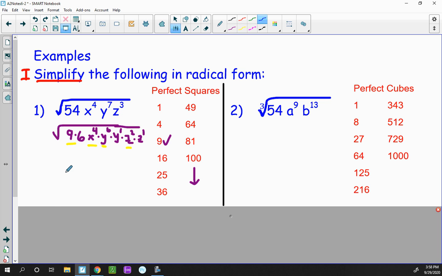And then you answer. The square root of 9 is 3. The square root of x to the 4th is x to the 2nd. The square root of y to the 6th is y to the 3rd. And the square root of z to the 2nd is z to the 1st. And then whatever is not underlined means it can't be simplified, and it stays underneath the radical: 6, y, and z. And so that would be your simplified radical answer.